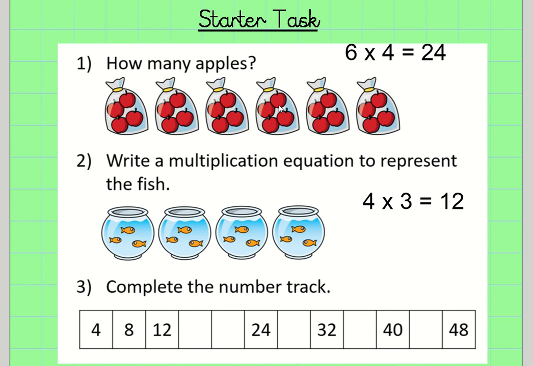For the final part, it asks you to complete the number track. Hopefully you've noticed that this is an example of the 4 times tables, and we are adding 4 each time. So we've got 4, 8, 12, 16, 20, 24, then 28, 32, 36, 40, 44 and 48.